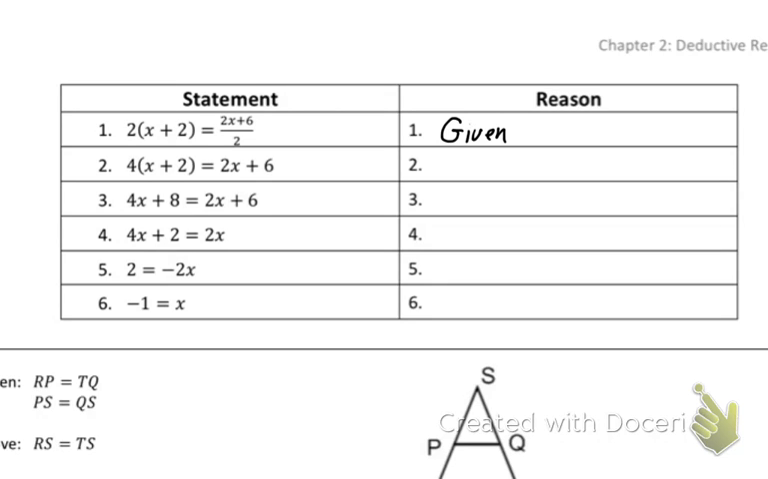Evan. You multiplied everything by 2. Yep. We multiplied each side by 2, so you got 4x plus 4 times x plus 2 equals 2x plus 6. Perfect. So I multiply both sides by 2. As soon as you say multiply, it's going to be multiplication property of equality. We just got to add that on there.